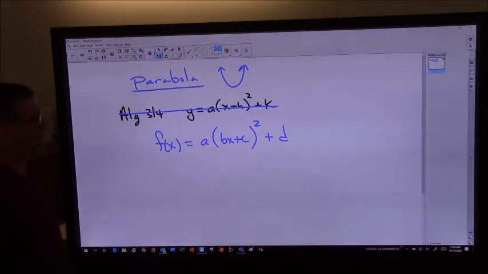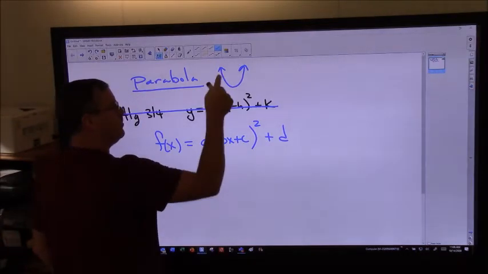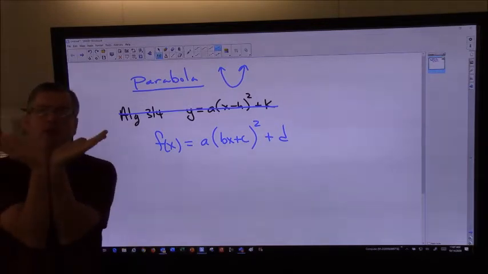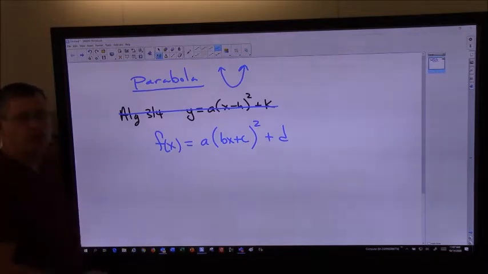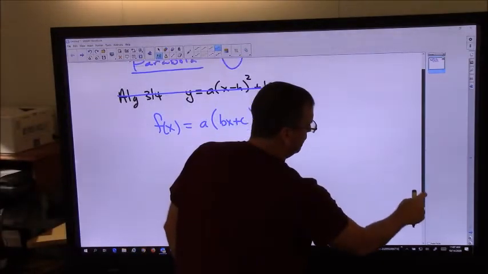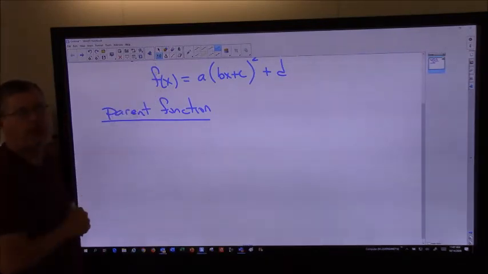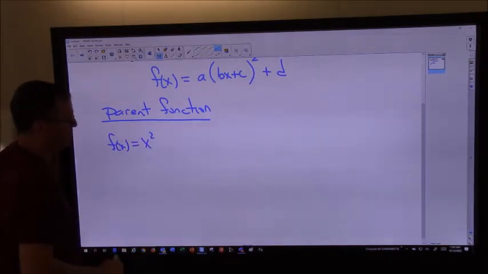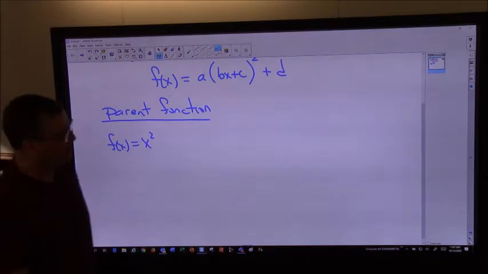And so our goal now is to figure out what a, b, c, and d do to that shape right there. How does it move it around the coordinate system? Does it make it a little bit wider or a little bit narrower? Things like that. And as we do each of these functions, we want to start with what's called the parent function. The parent function is the most basic graph of a parabola. f of x equals x squared. Same thing as if I said y equals x squared. And what does that graph look like?